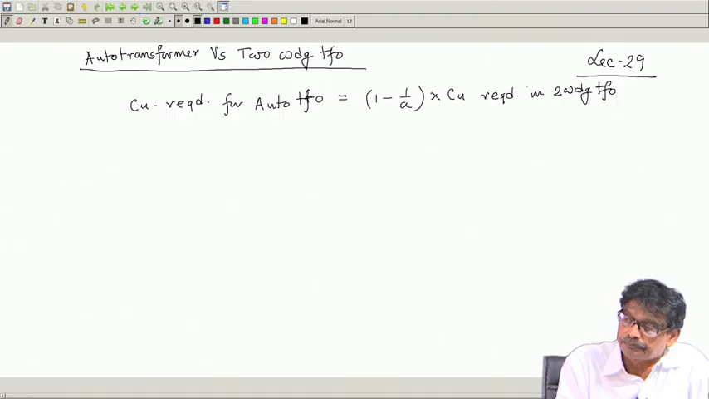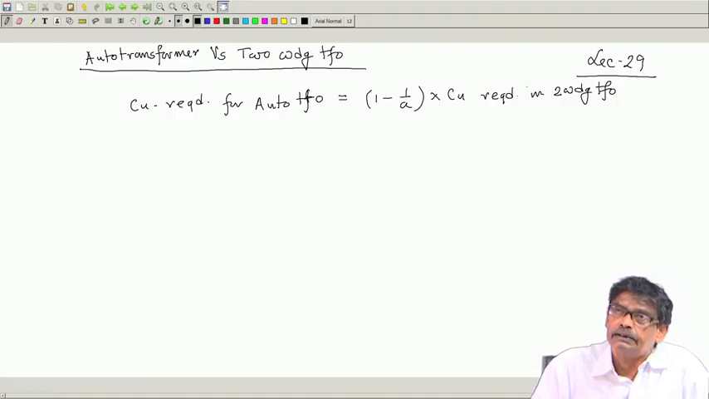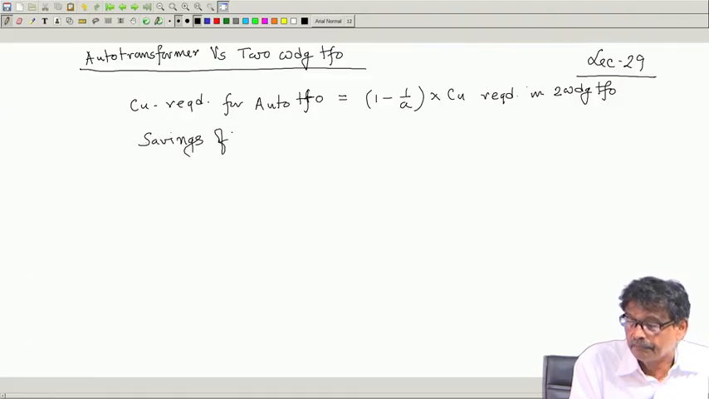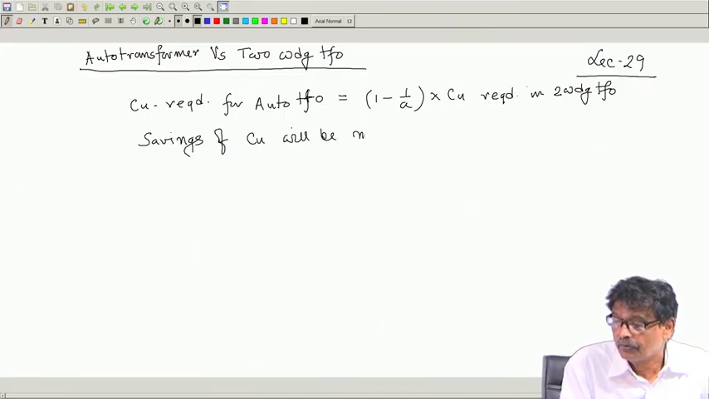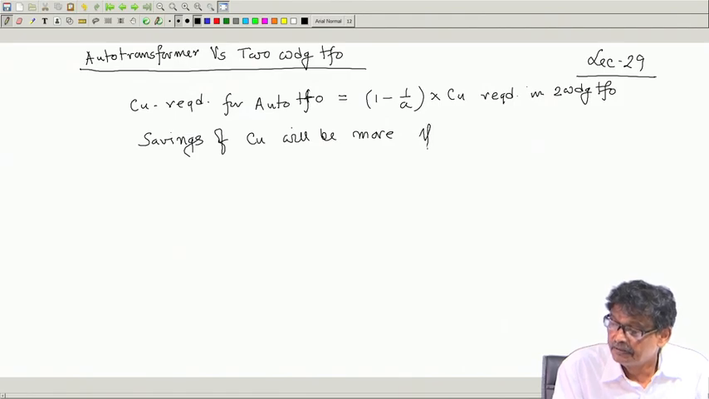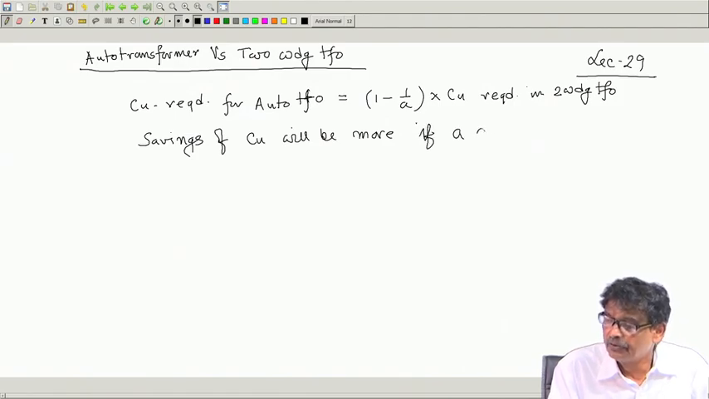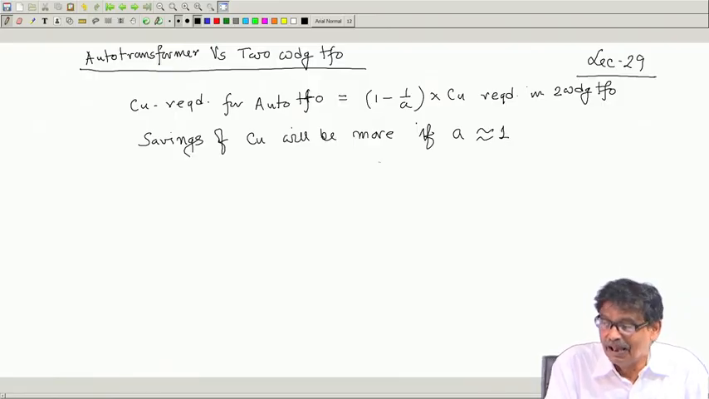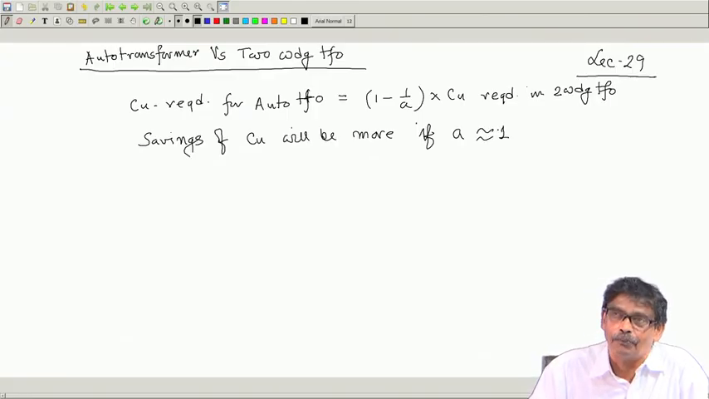This we have found, and we have observed that savings of copper will be more if A is close to 1. In fact, if A equal to 1, this mathematical expression tells me that auto transformer does not require any copper. That is a critical point, forget about that, but I will use an auto transformer.